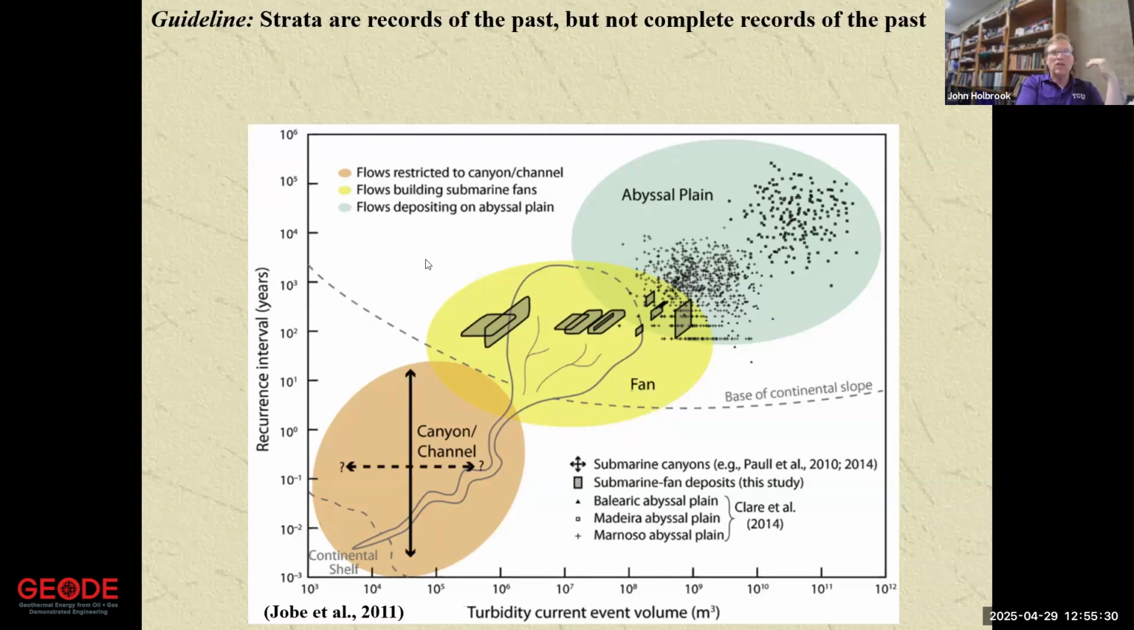Closer in on the fan, you might get a better sampling. It might be preserving one every 1,000 years, but that's kind of the way it works. So, next slide.